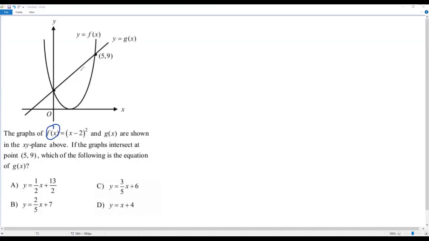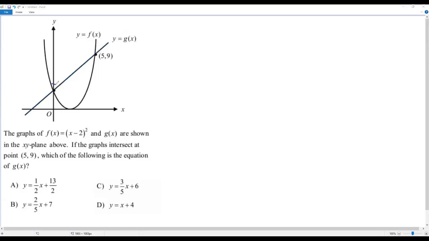Actually, this f of x represents the parabola we have over here, and the g of x represents the line we have over here. Okay, so according to the question, we have to find the equation which represents the function g of x. That is, we have to get the equation of the line over here.